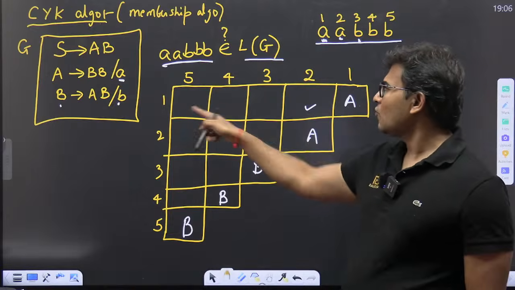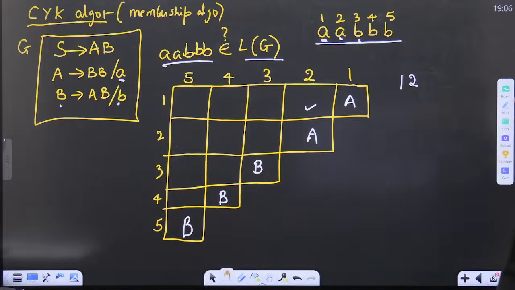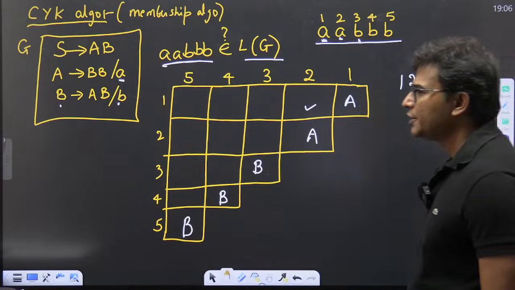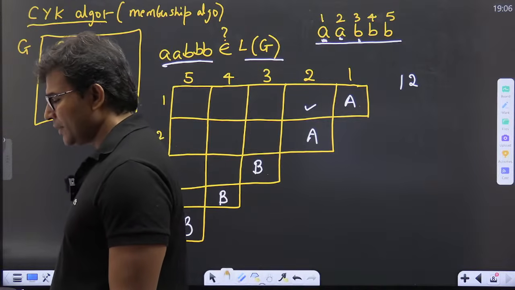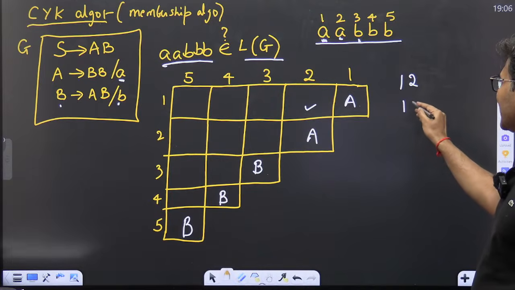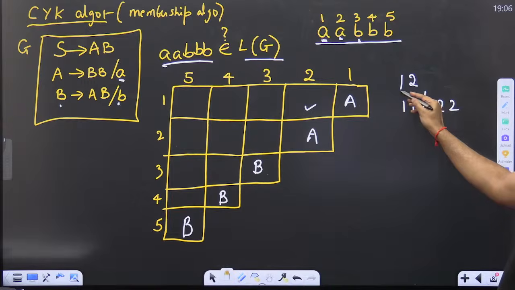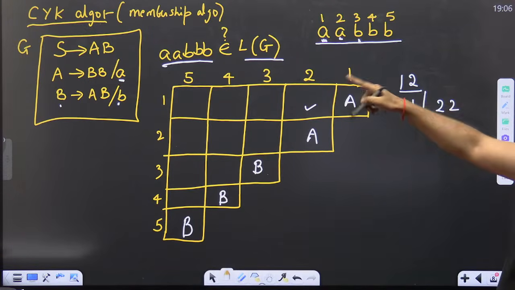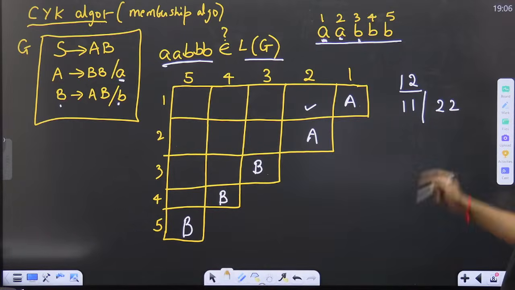Now what is it? It is 1, 2. Now 1, 2, I can break it as 1, 1 and 2, 2, which means from 1 to 2, this string is actually AB. I am breaking it into two parts, 1, 1 and 2, 2.